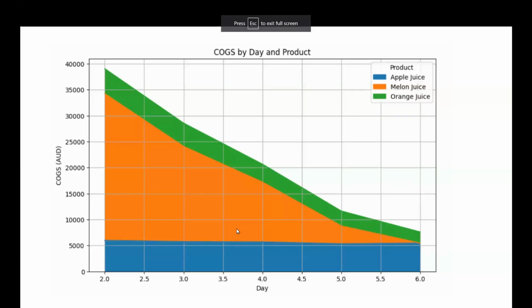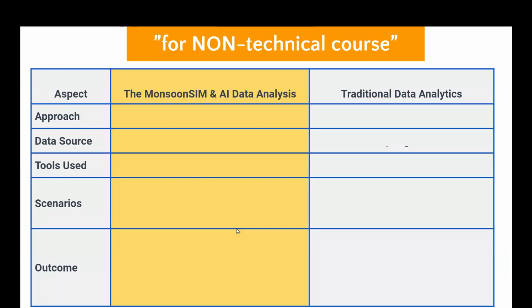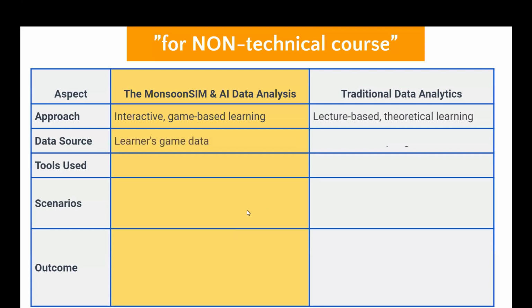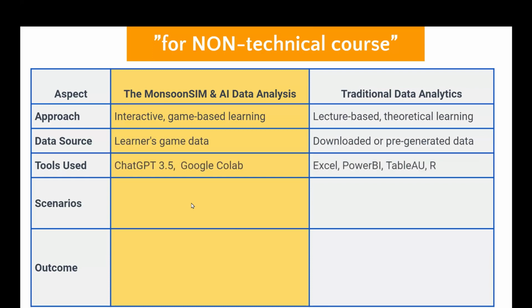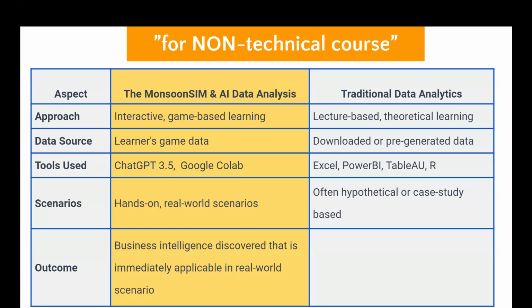So again, this is a non-technical course. The approach is we are doing interactive game-based learning instead of the traditional way of lecture-based theoretical learning. And the data source is actually the game's data. It's not downloaded or pre-generated data. And we're talking about ChatGPT 3.5 Colab versus this thing. And the scenario is a hands-on real-life scenario over hypothetical and case-study-based. The outcome is business intelligence discovered that's immediately applicable in the real world.